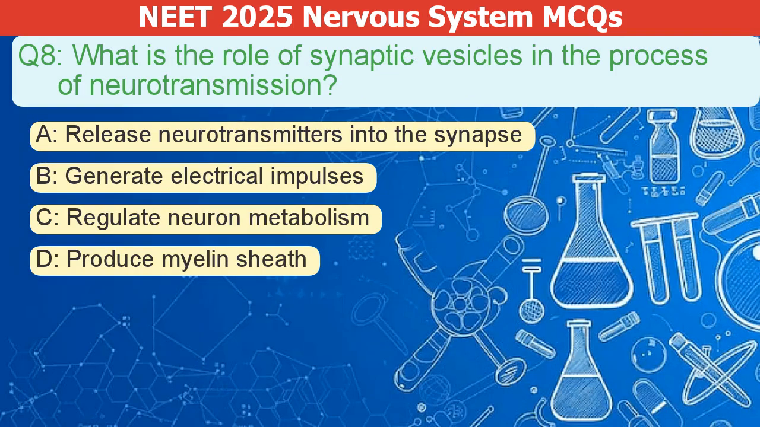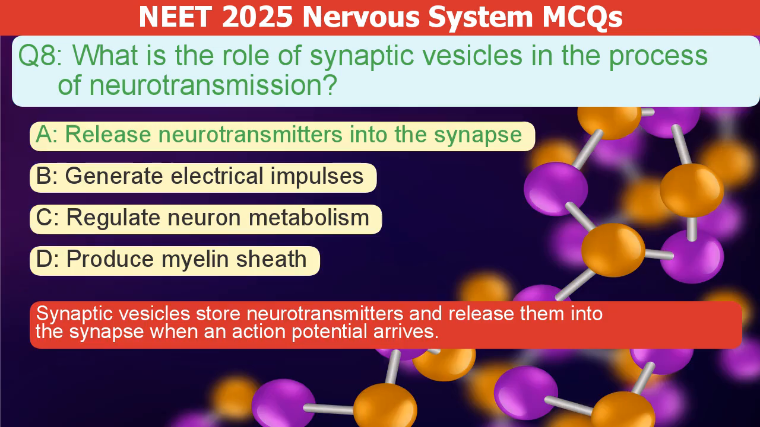What is the role of synaptic vesicles in neurotransmission? A. Release neurotransmitters into the synapse. B. Generate electrical impulses. C. Regulate neuron metabolism. D. Produce myelin sheath. The correct answer is A. Synaptic vesicles store neurotransmitters and release them into the synapse when an action potential arrives.